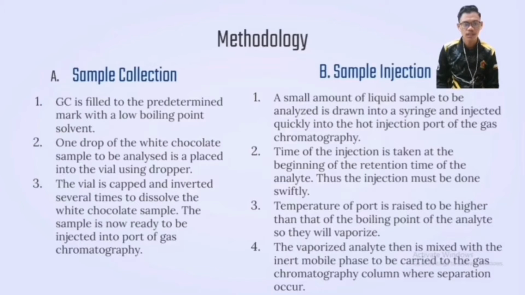For sample collection, a GC vial is filled to the predetermined mark with a low boiling point solvent. One drop of the white chocolate sample to be analyzed is placed into the vial using a dropper. The vial is capped and inverted several times to dissolve the white chocolate sample. The sample is now ready to be injected into the port of the gas chromatograph.